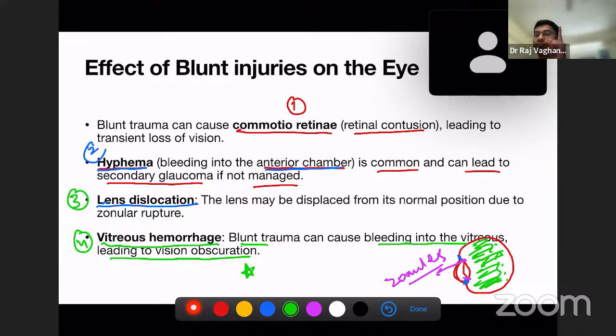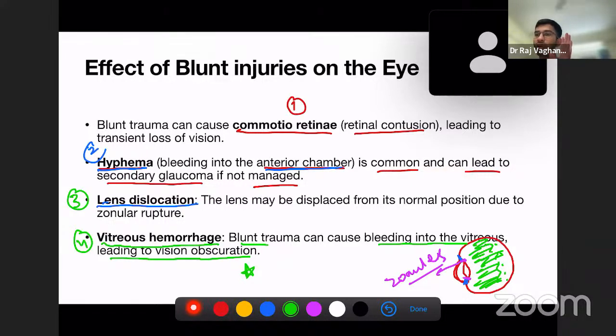First point, commotio retinae, that is retinal contusion. Second point, hyphema, bleeding into the anterior chamber. Third, lens dislocation. Why lens dislocation? Because of zonular rupture. Fourth, vitreous hemorrhage, that means bleeding of vessels in the vitreous humor, leading to vision obscuration. Four points: commotio retinae, hyphema, lens dislocation, vitreous hemorrhage.